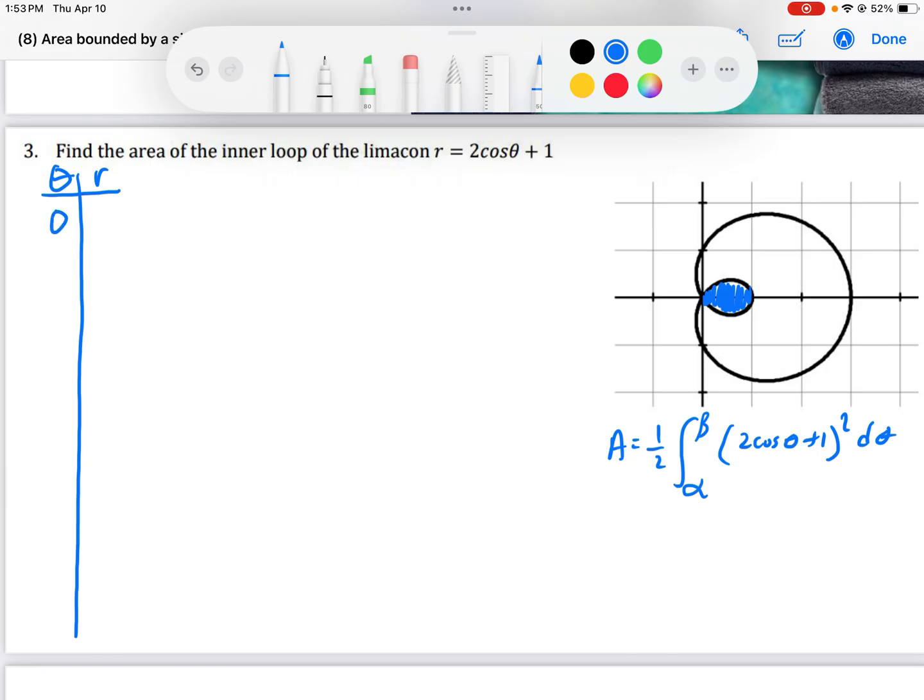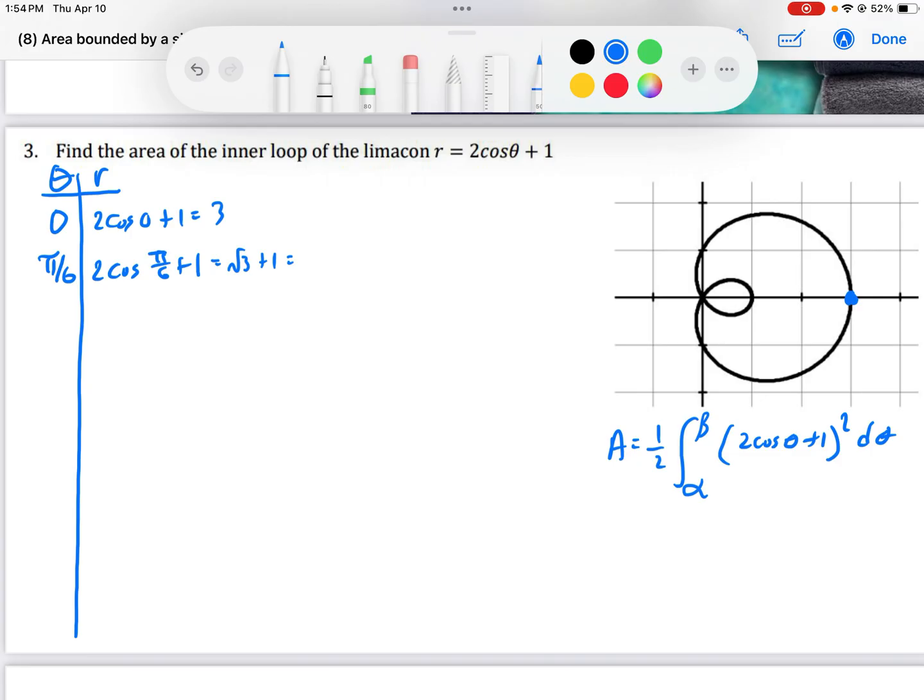All right, so if theta is 0, I plug in 2 cosine of 0 plus 1. Cosine of 0 is 1, times 2 is 2, plus 1 is 3. So that radius is 3. So when theta is 0, I get that point right there. That's my first point. All right, so let's plug in pi over 6. So 2 cosine of pi over 6 plus 1. Cosine of pi over 6 is root 3 over 2, but times 2 is root 3. So root 3 plus 1, what is that?